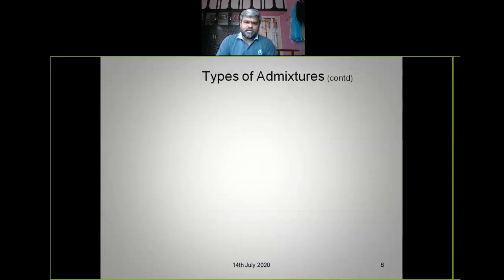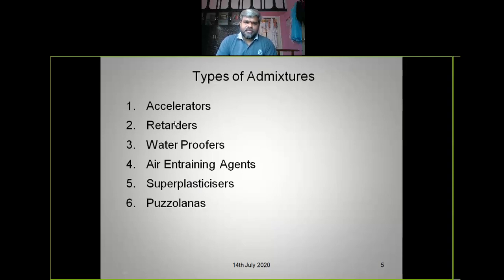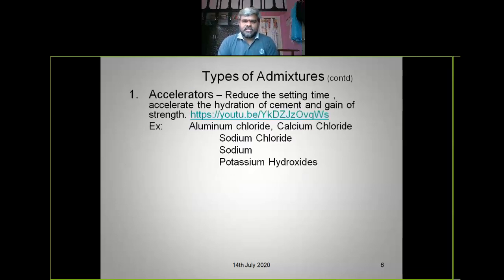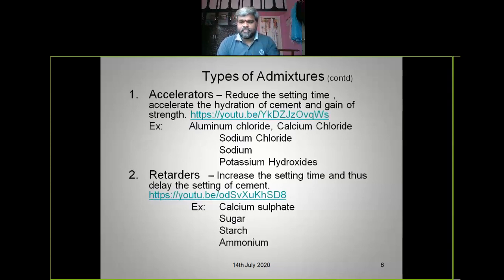And types of admixtures. Generally, admixtures are accelerators, retarders, waterproofers, air entraining agents, plasticizers, and pozzolans. Up to here, 1 to 5, we can say are chemical admixtures. Pozzolans are mineral admixtures, right? So let us see in detail. Actually, I have videos of every one, but if time permits, I'll play them again. For now I will explain all the pictures here, and if time permits, I will show them one by one. Right. So, accelerators.